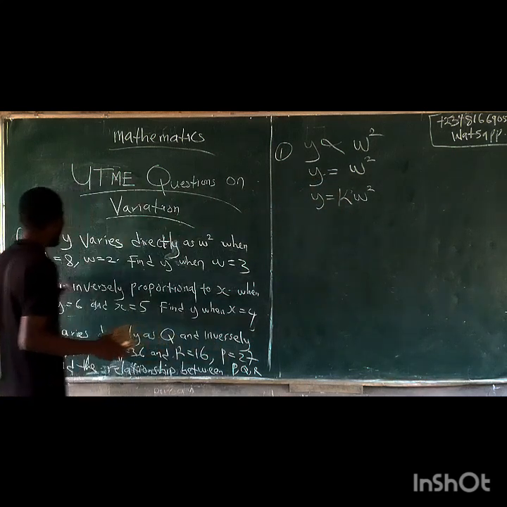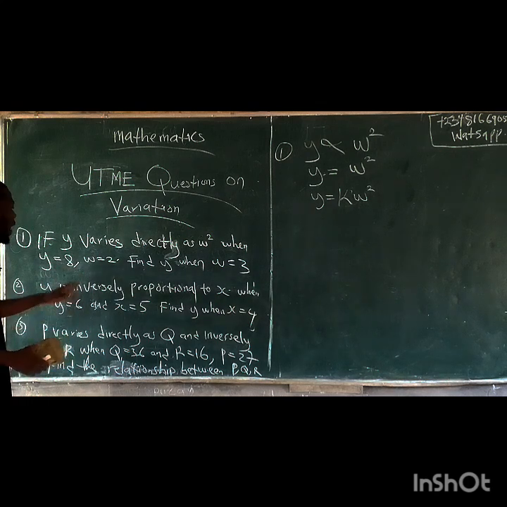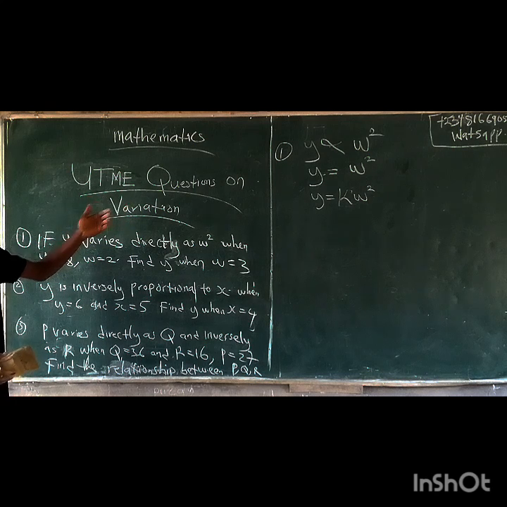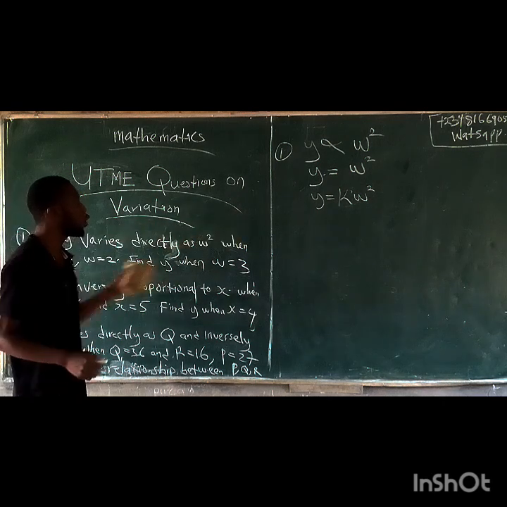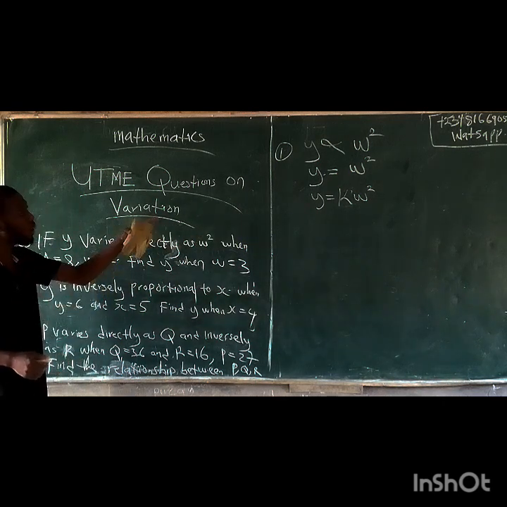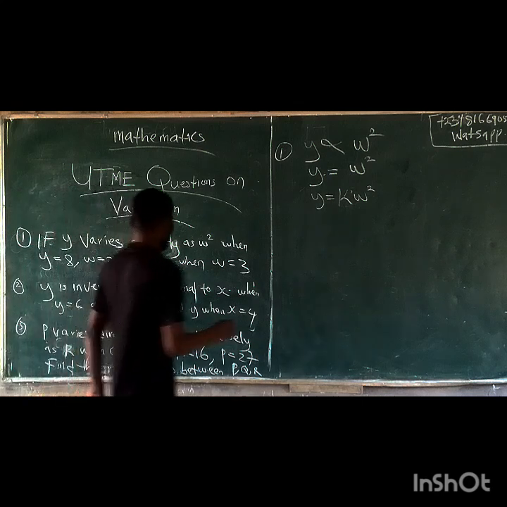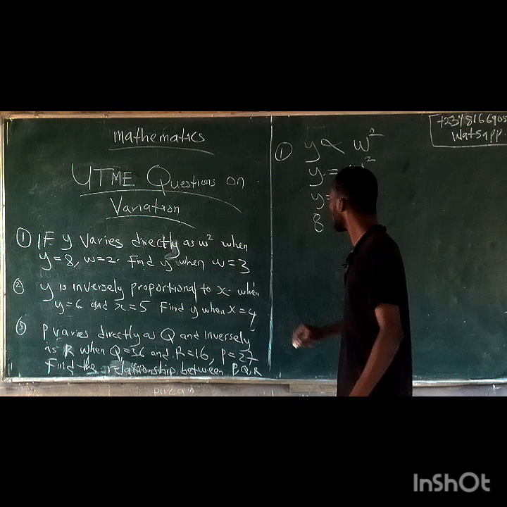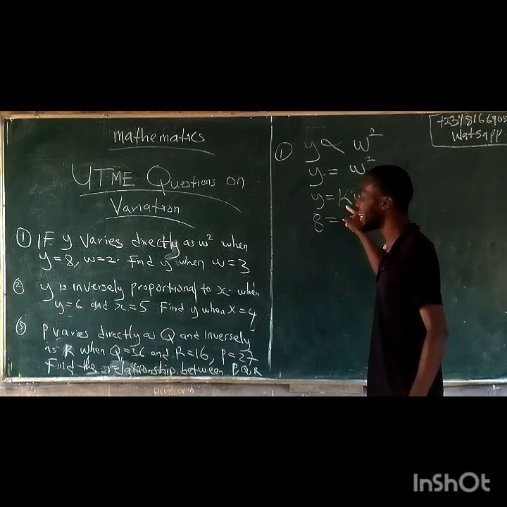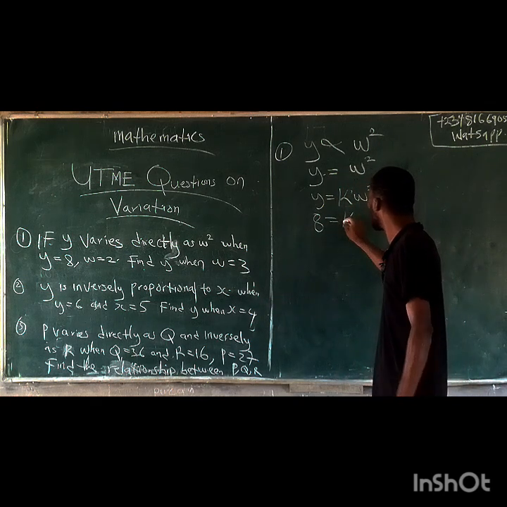Given to us that y is 8 and w equals 2, I'm going to substitute those values in place of the variables. When I see y, I put 8. Whenever I see w, I put 2. But we don't know the value of k, so that is why we have to look for our constant k. So 8 equals k.